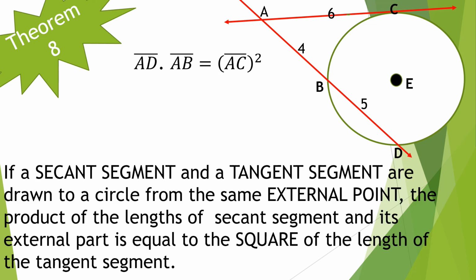So the formula is AD, the secant segment, times AB, which is the external part, is equal to the square of the tangent segment, which is AC. So just substitute the given values. AD, which is 9 (4 plus 5, 9), times AB, which is 4, equals AC, which is 6, squared. So 9 times 4 is 36, and 6 squared is 36.